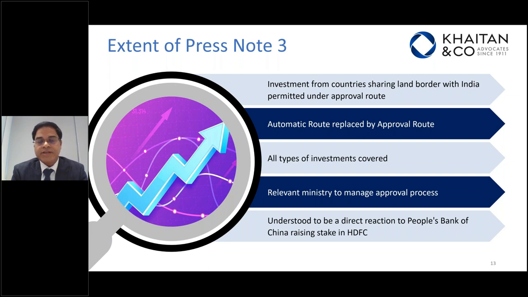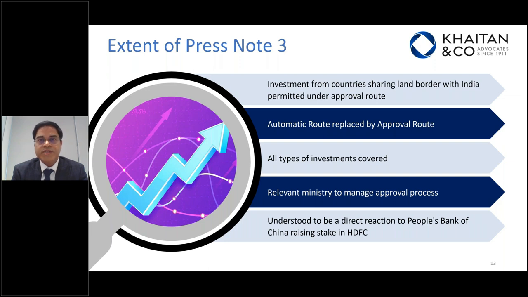The first trigger point for this was basically the People's Bank of China, which raised some stake in HDFC Bank in India. Post that, this Press Note 3 was issued. Press Note 3 covers all investments coming from a country which shares a land border with India, and is specifically aimed at China, and at funds where beneficial ownership is in the hands of Chinese entities or Chinese individuals. In terms of this press note, any investment coming from these neighboring countries, whether direct or indirect, and all kinds of investments, would fall under the approval route.